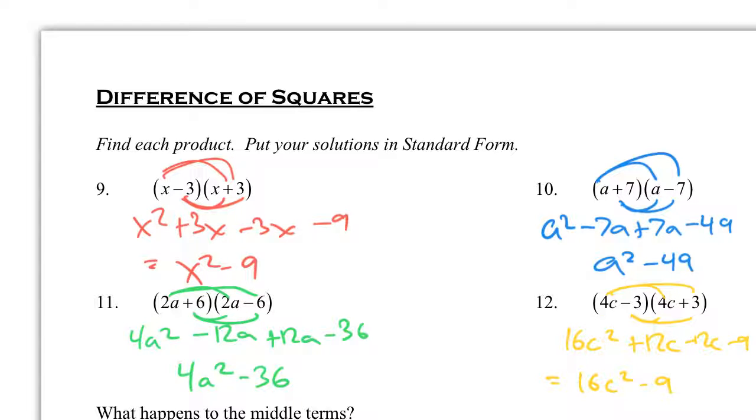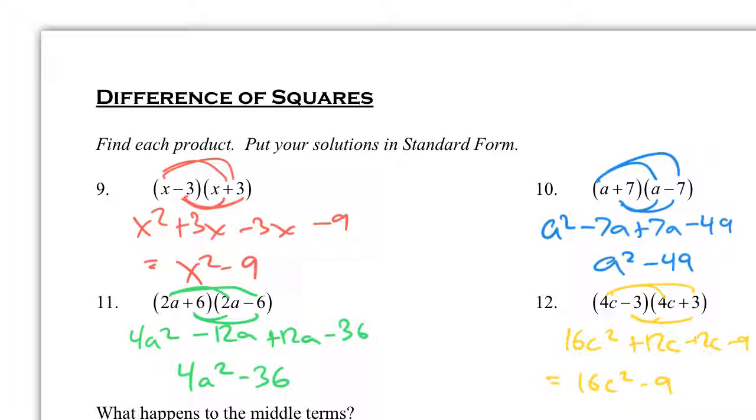All right, the pattern here is, look at the original problem, actually. X minus 3, x plus 3. A plus 7, a minus 7. 2a plus 6, 2a minus 6. 4c minus 3, 4c plus 3. So the parentheses are the same, they're just one plus, one minus. And when that happens, the reason this is called a difference of squares is because I get the first thing squared minus the second thing squared.